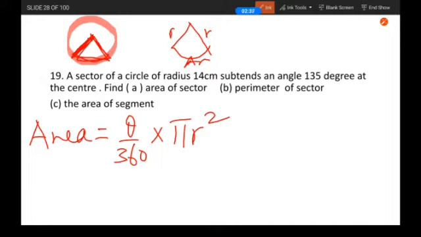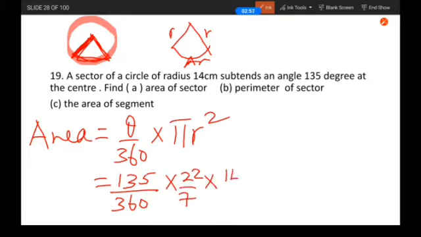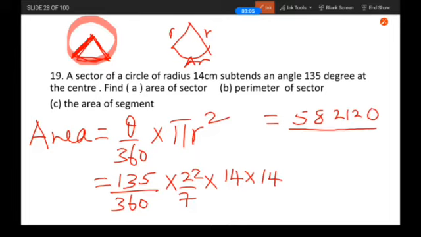So our theta has been given to be 135 degrees, divided by 360, then times 22 over 7, and our radius is 14 squared. That means 14 times 14. If you do the numerator very well, you will be getting 582120 divided by 2520. And if you divide these very well, you will be getting 231. Don't forget your unit, centimeter squared.